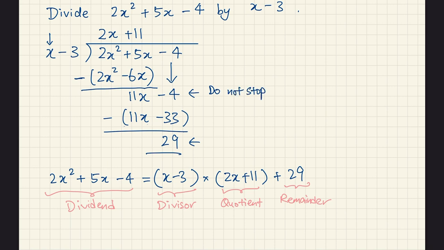Finally, when we get the remainder 29, we know we stop here because we no longer see x. The power of x is now less than that of the divisor, which in this case is x to the power 0. So we stop here because we no longer see the x.